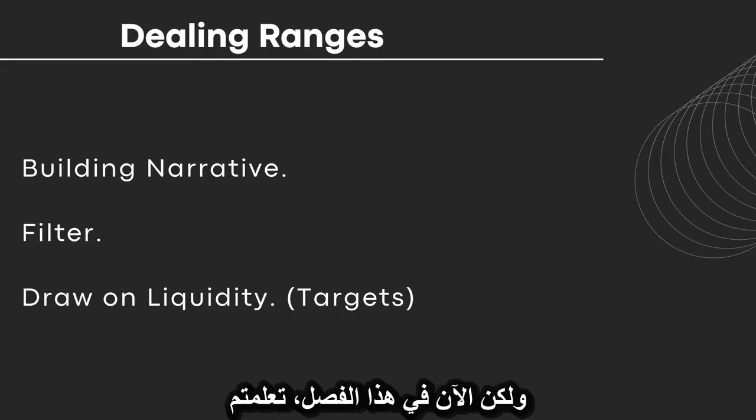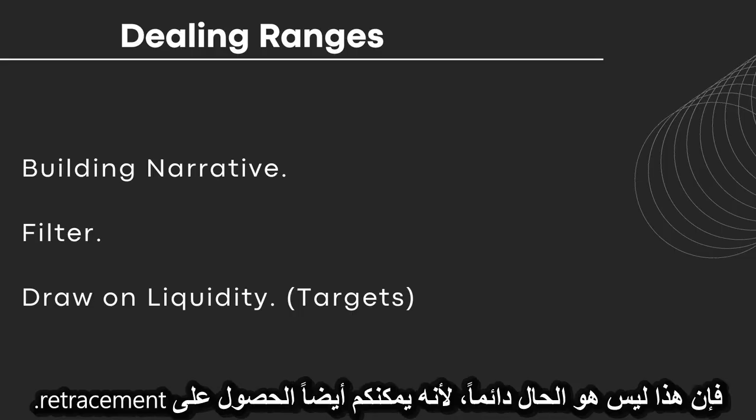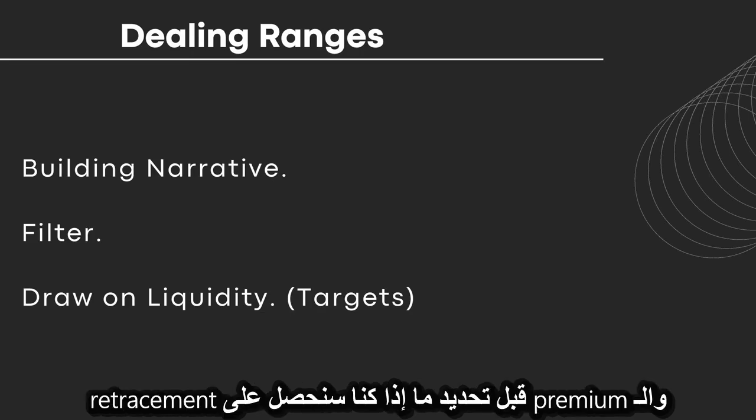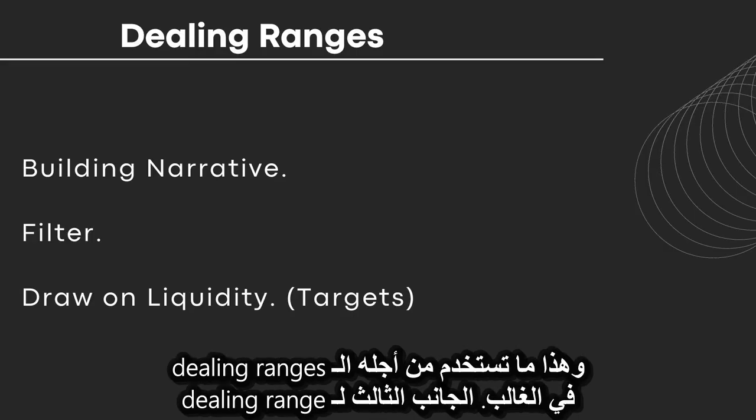But now in this chapter you've learned that if you integrate dealing ranges with it, that's not always the case, because you can also have a retracement. You'll have to look at the discount and premium levels before deciding whether we will have a retracement or an actual reversal profile on the lower time frame. That's what we call filtering, and that's what dealing ranges are mostly used for.